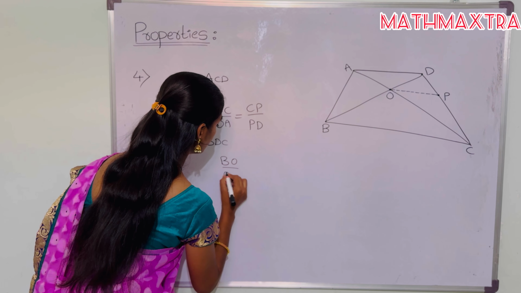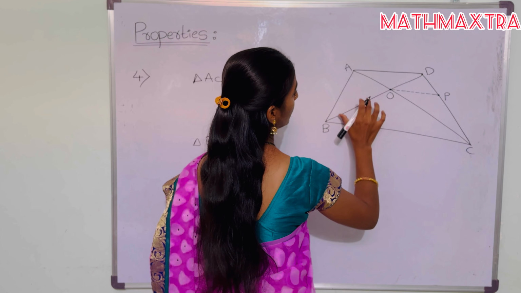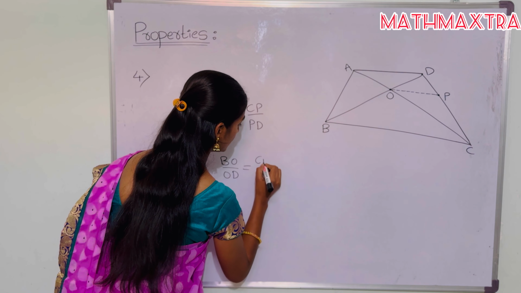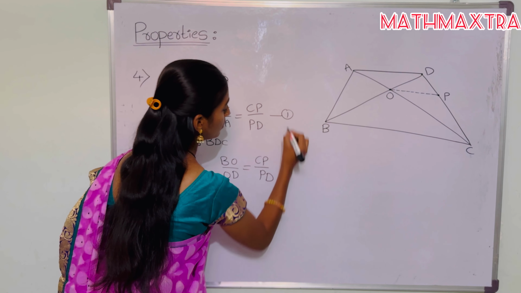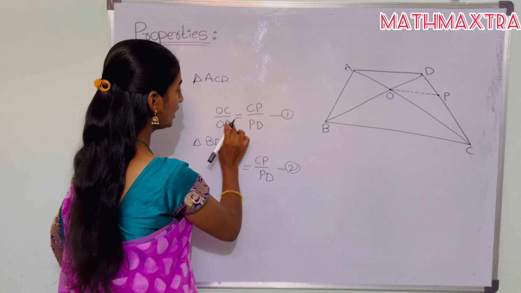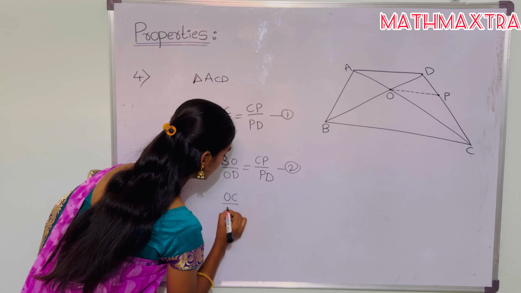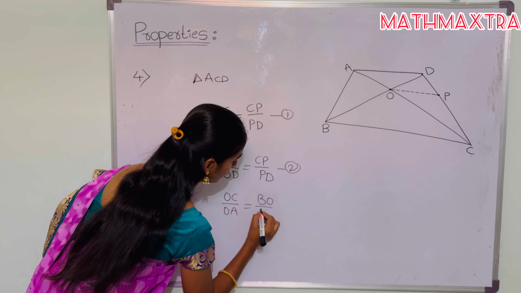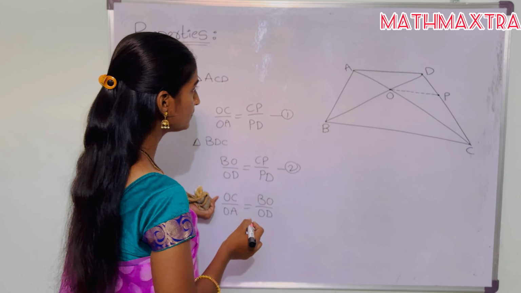BO by OD is equal to CP by PD. So in equations 1 and 2, we can equate these two CP by PD, which is nothing but OC by OA, which is equal to BO by OD. Okay, so what is OC here?